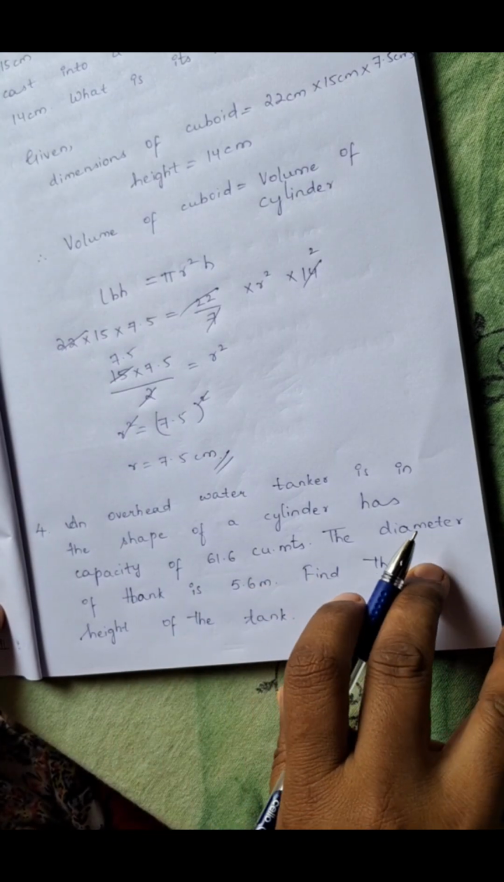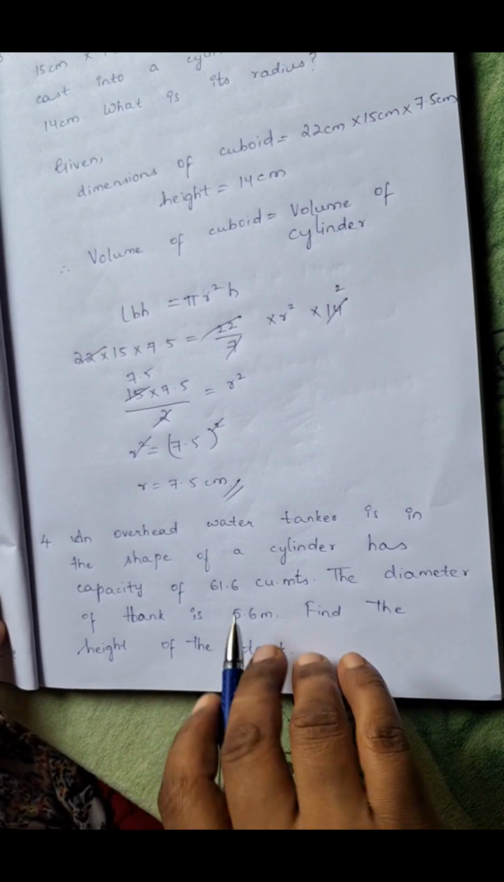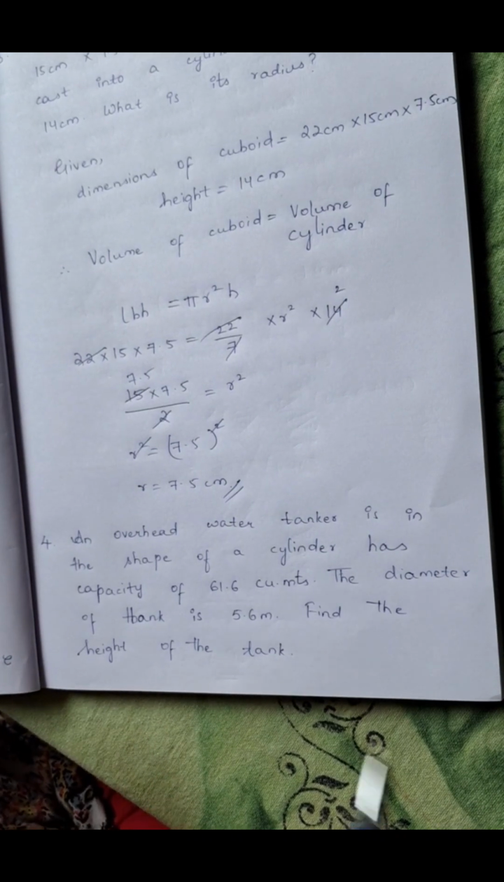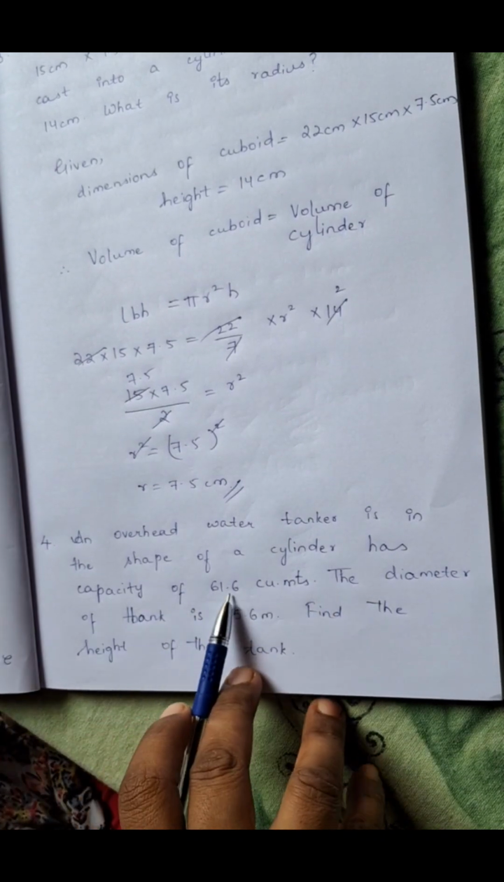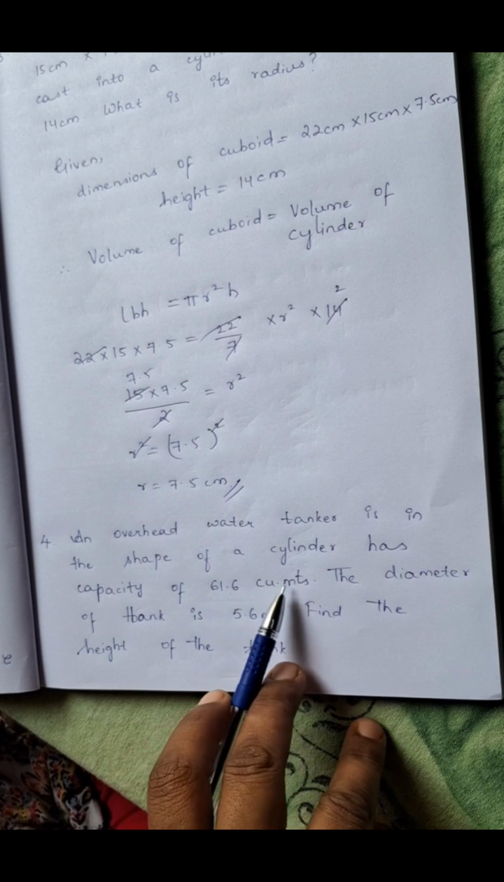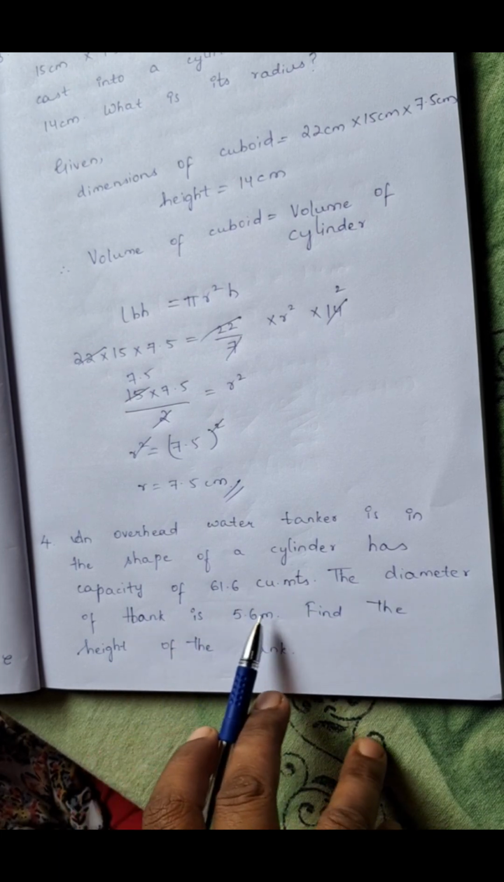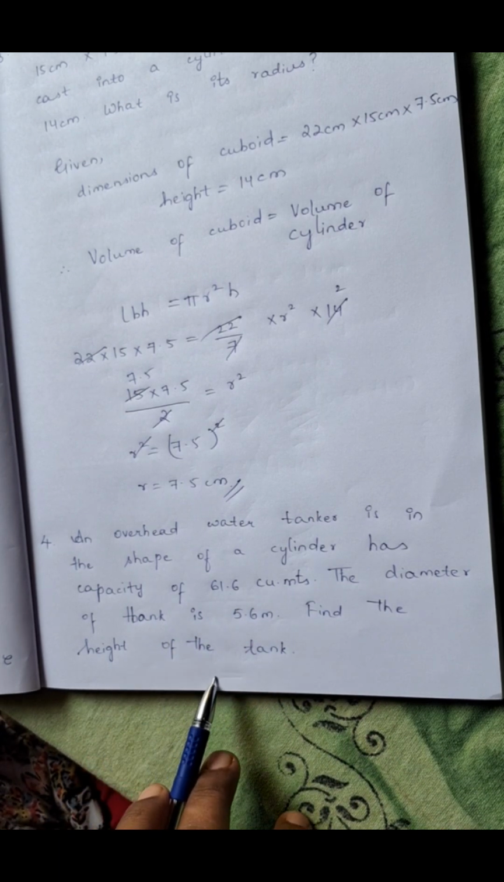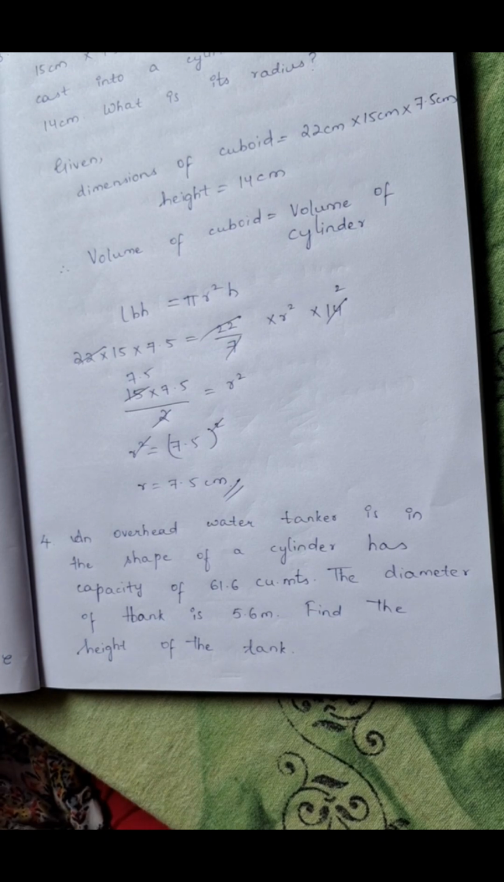So our next question is, an overhead water tanker. An overhead water tanker is in the shape of a cylinder. It has the capacity of 61.6 cubic meters. The diameter of the tank is 5.6 meter. Find the height of the tank. So for this, first we need to find out the volume. Here they have already given us the volume.